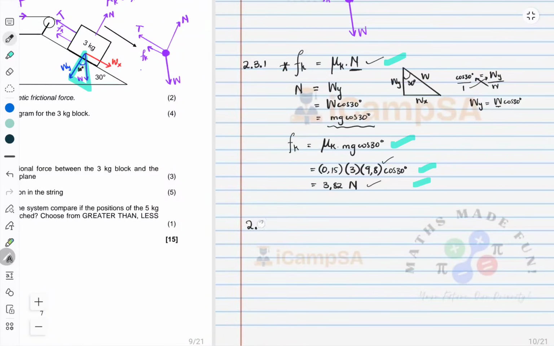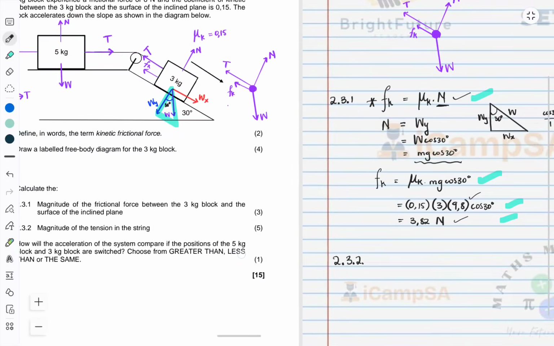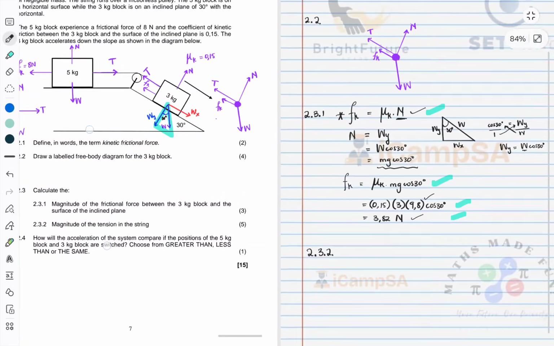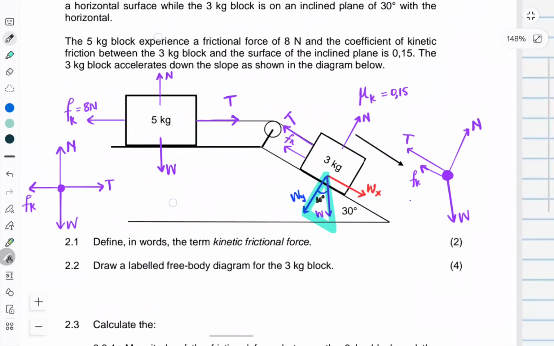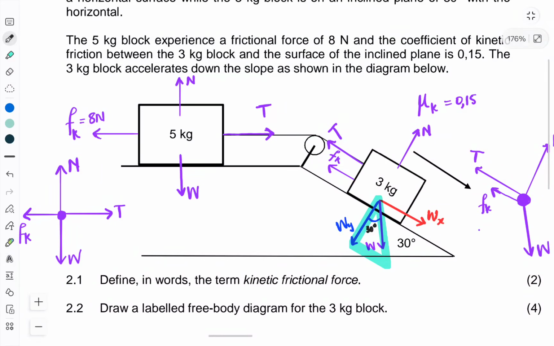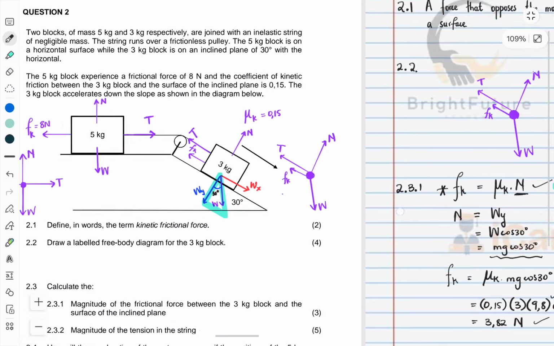Okay, 2.3.2. The magnitude of the tension in the string. Let's see it. All right, so for this one, let's check. It is 5 marks. So here you have 2 options. It's either you use the option of finding using the simultaneous equations, or you can, let's just do it.